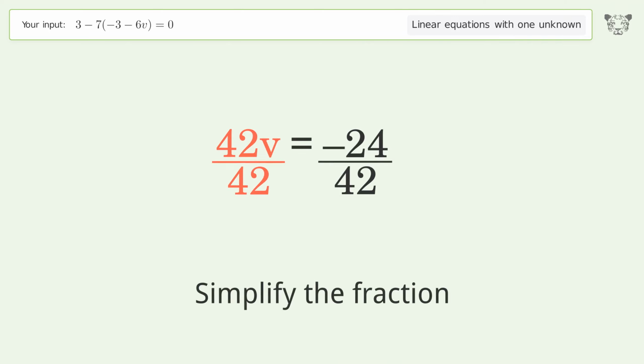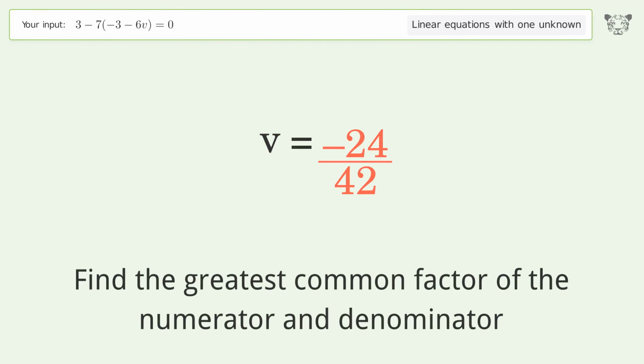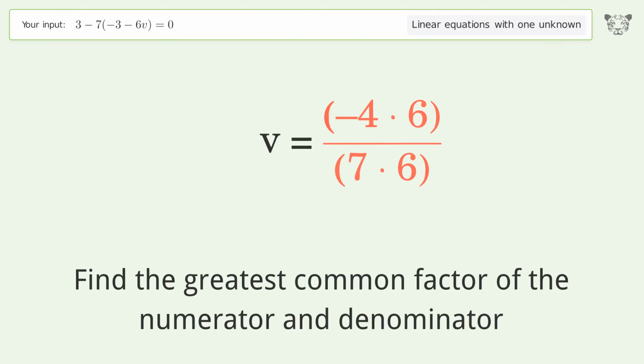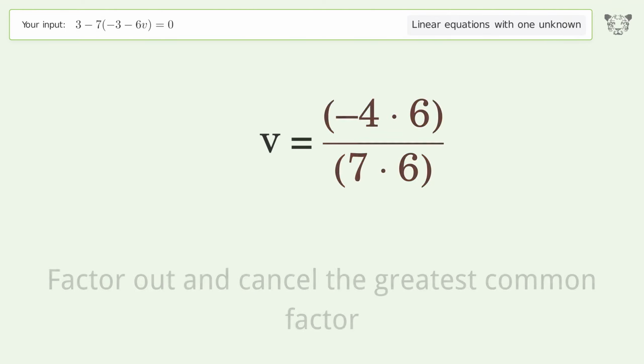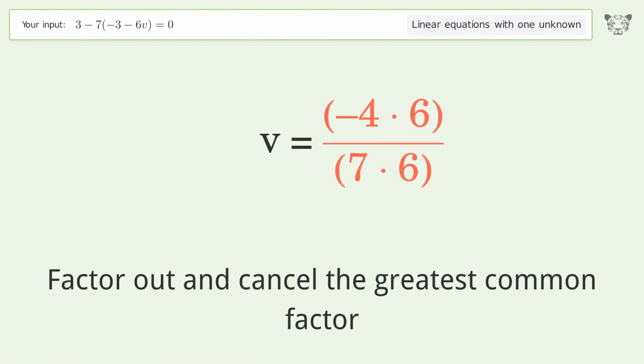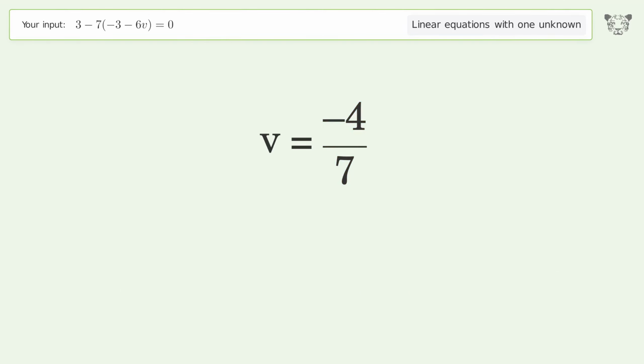Simplify the fraction. Find the greatest common factor of the numerator and denominator. Factor out and cancel the greatest common factor. And so the final result is v equals -4/7.